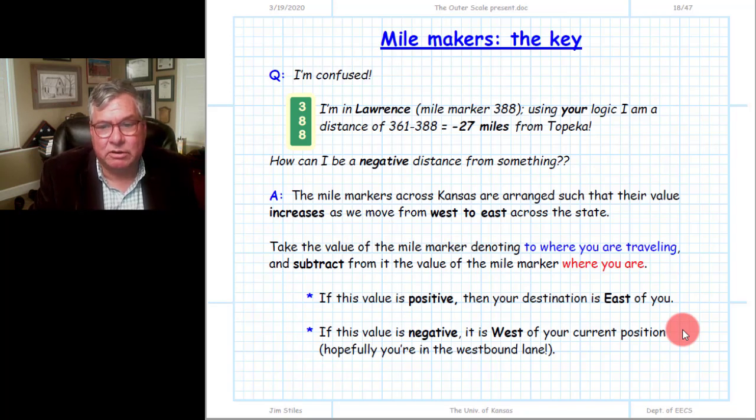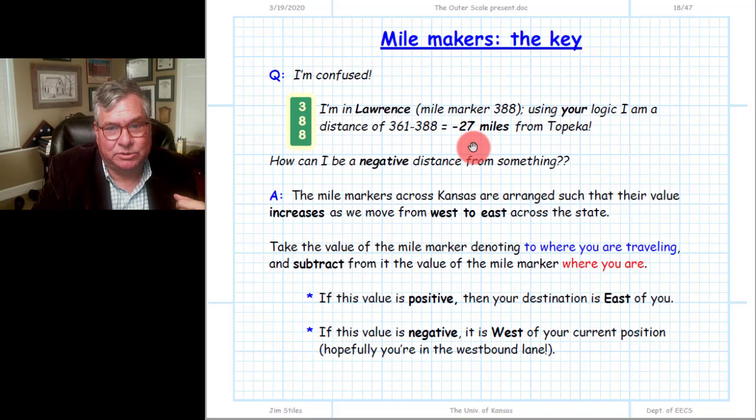So let's say you're in Lawrence and you look at the mile marker there and it's 388. And so you take the mile marker for Topeka, which is 361, and subtract 388, the mile marker for Lawrence, and you get minus 27 miles, a negative distance to Topeka.